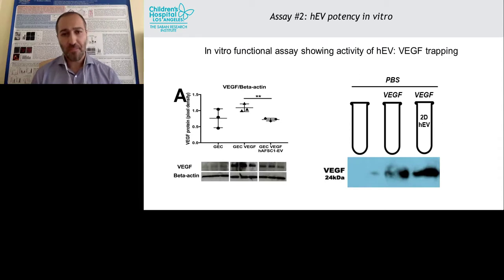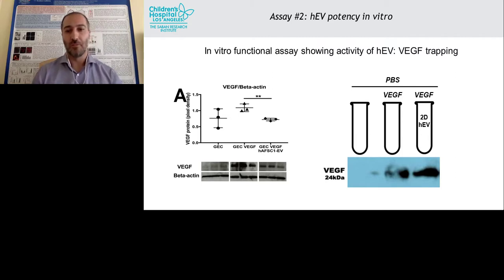So our assay number 2 is the potency assay in vitro, which I talked about for the mice. The same was applied here: glomerular endothelial cells were cultured and treated with VEGF to mimic the condition that we have in Alport glomeruli. Then the human EVs were applied, and very similar to what the mouse EVs did, we saw amelioration of VEGF protein, or a decrease of VEGF protein, in this assay.